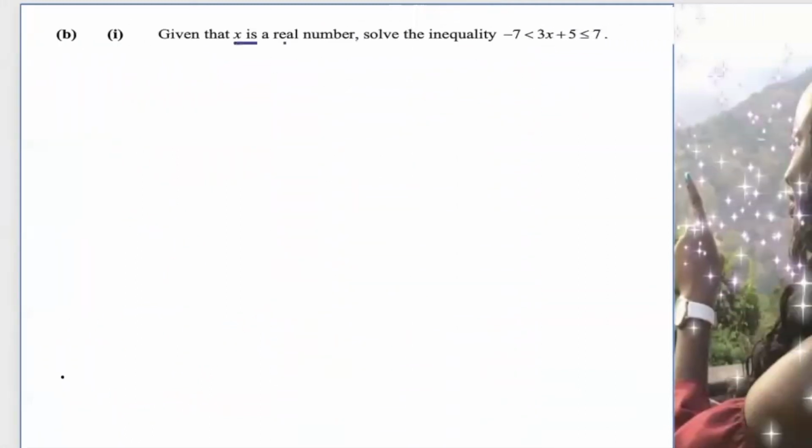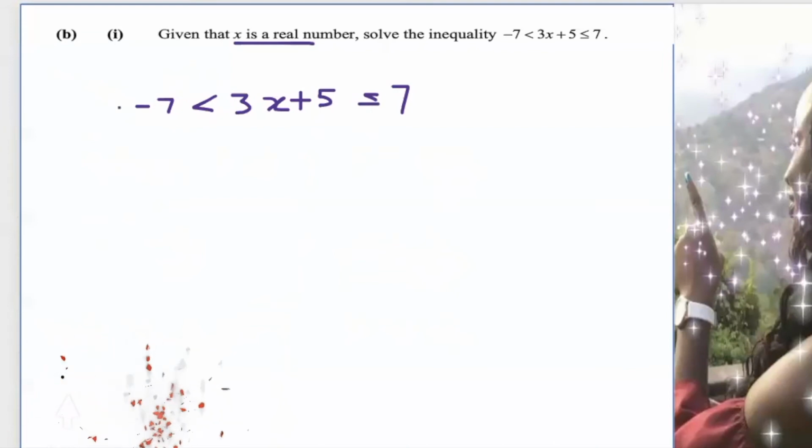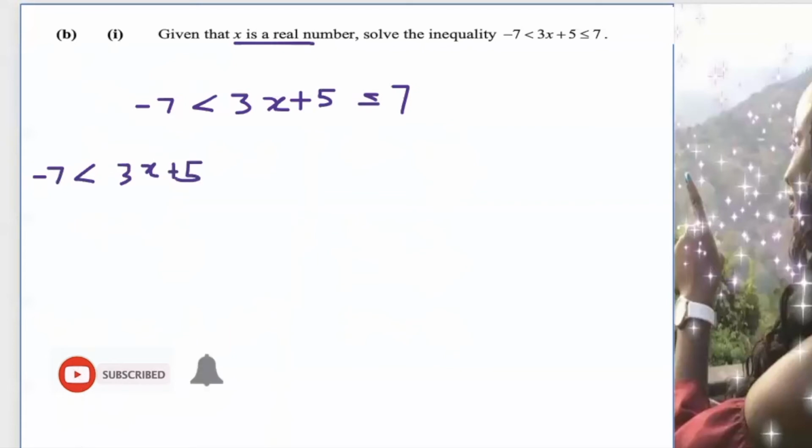Here we're given that x is a real number and we need to solve the following inequality. Now what I'm going to do is split the inequality into two parts. The first part will state 3x plus 5 is greater than negative 7. Now the next side I will have 3x plus 5 is less than or equal to 7. So I'm solving them separately, then I will merge them together.